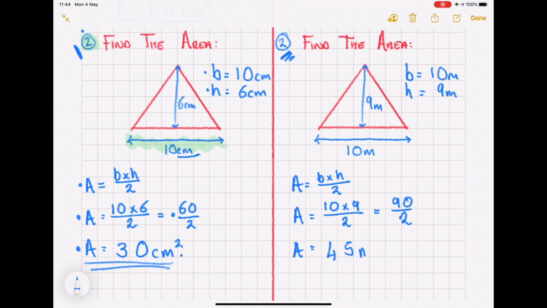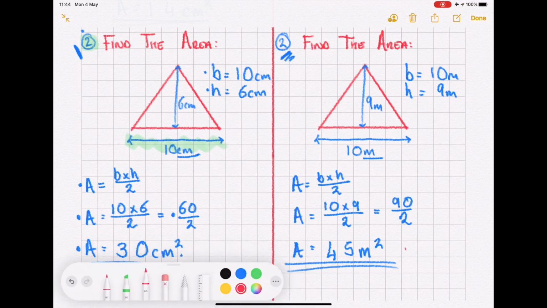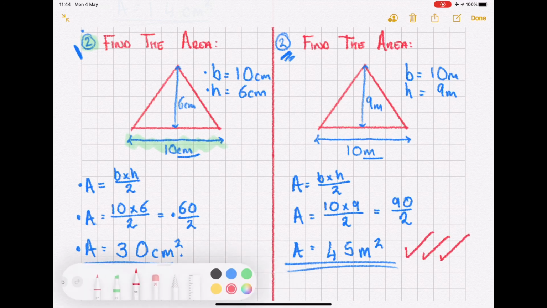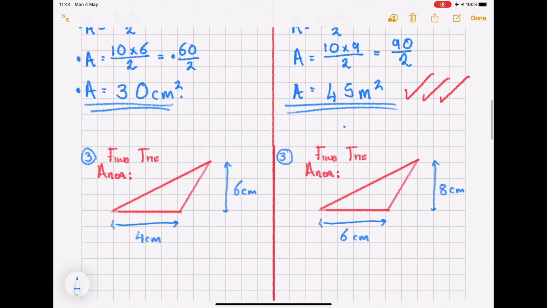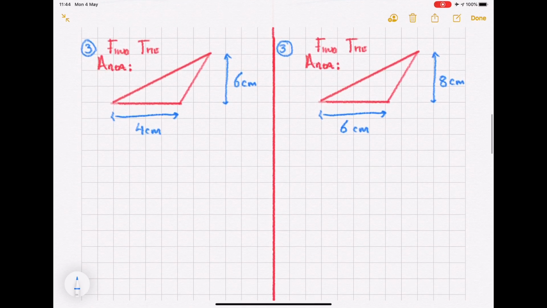And our final step is to do the division. So 90 divided by 2 gives you 45 metres squared, for the units, squared because it's area, metres because we're working in metres. So that's your final answer. If you got that, fantastic. Give yourself some ticks. Well done.